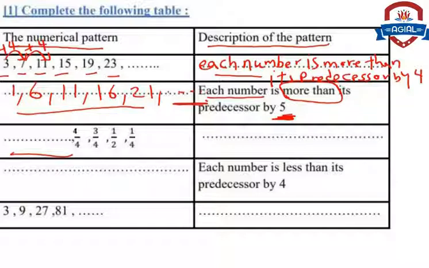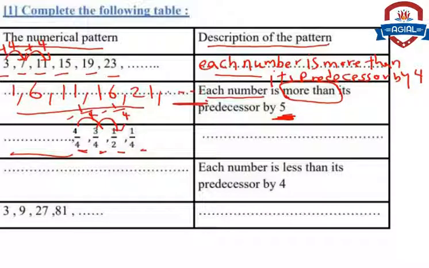Notice that we have here 4 over 4, 3 over 4, 1 over 2, and 1 over 4. We need the description of this pattern. We have 4 over 4, then 3 over 4, so we subtract 1 over 4. Then from 3 over 4 to 1 over 2 we also subtract 1 over 4. How? 3 over 4 minus 1 over 4 equals 2 over 4, and 2 over 4 equals 1 over 2.